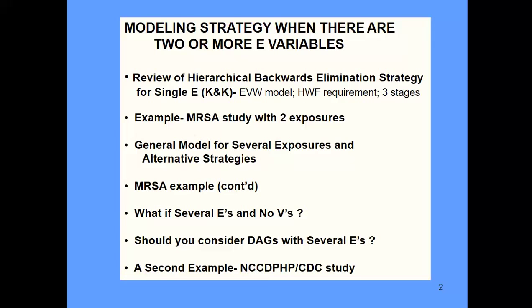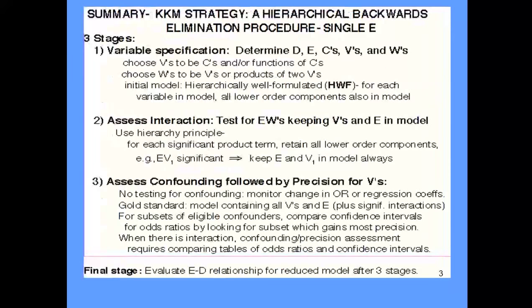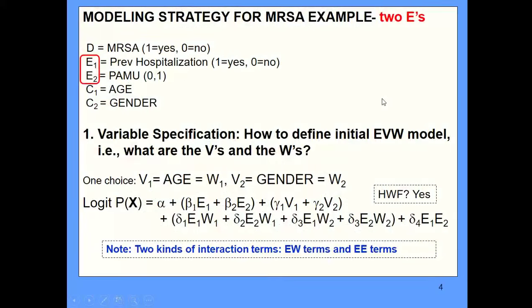We're going to look at a general model for how you would deal with that. We're going to look at this example, and then we're going to do some other things, depending on how much time we have today. So here's the summary for the KKM. This is Kleinbaum, Kupper, Morgenstern. This was originally written in that book that came out of that meeting that I mentioned with Nathan Mantel. But this is the KKM with the single E. Now we're talking about several E's. So let's look at this example.